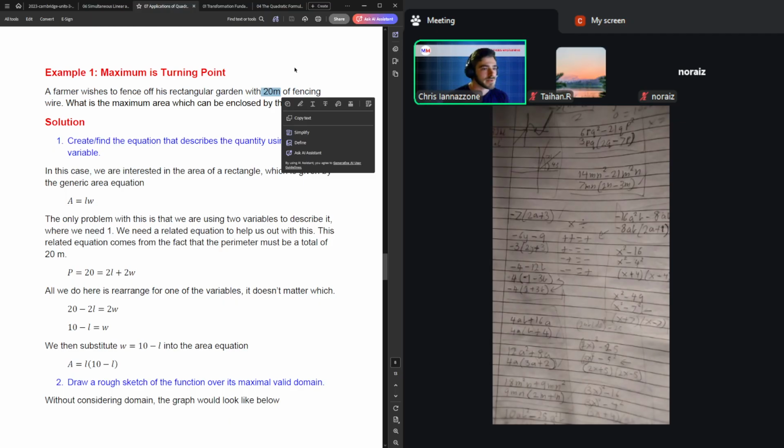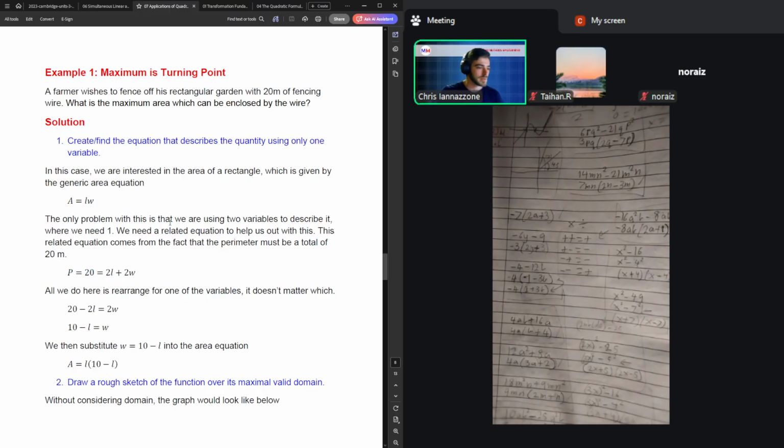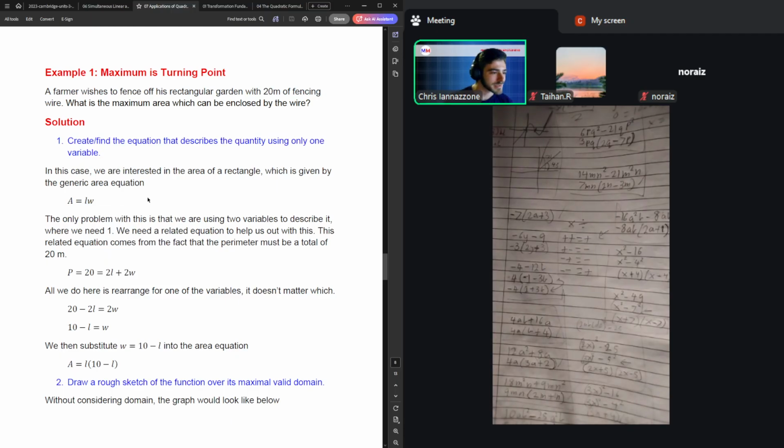In this case, it's the fact that we are told there is 20 meters total of fencing wire. So in other words, our perimeter is 20. So we create our perimeter equation. We have a rectangle, so it's going to be made up of 2 lengths and 2 widths. So our perimeter of 20 is going to be 2L plus 2W. These are 2 equations with, well, 2 unknowns, quote unquote.